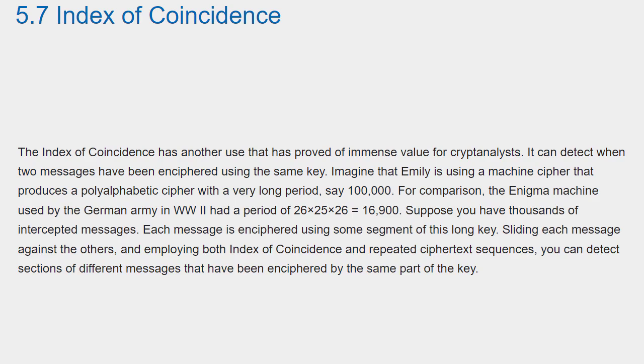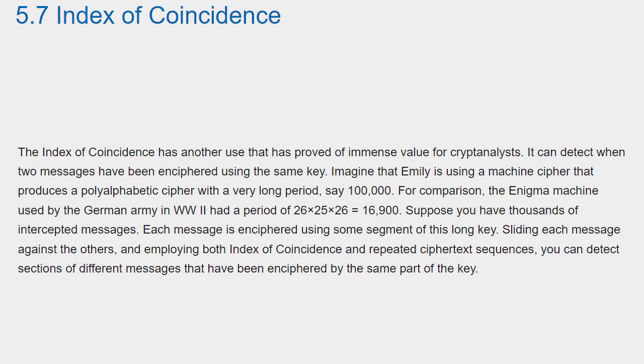The index of coincidence has another use that has proved of immense value for cryptanalysts. It can detect when two messages have been enciphered using the same key. Imagine that Emily is using a machine cipher that produces a polyalphabetic cipher with a very long period, say 100,000. For comparison, the Enigma machine used by the German army in World War II had a period of 26 times 25 times 26 equals 16,900.